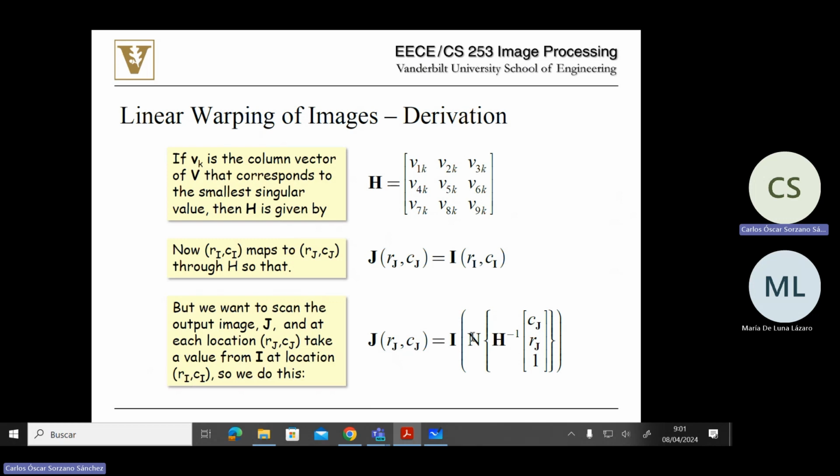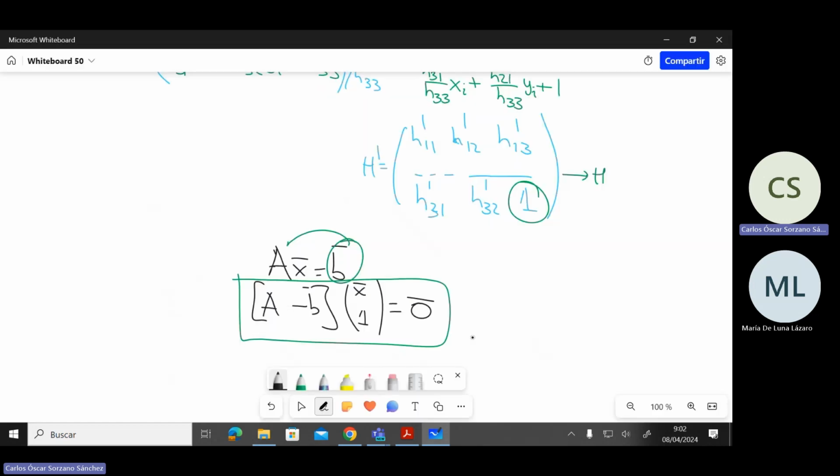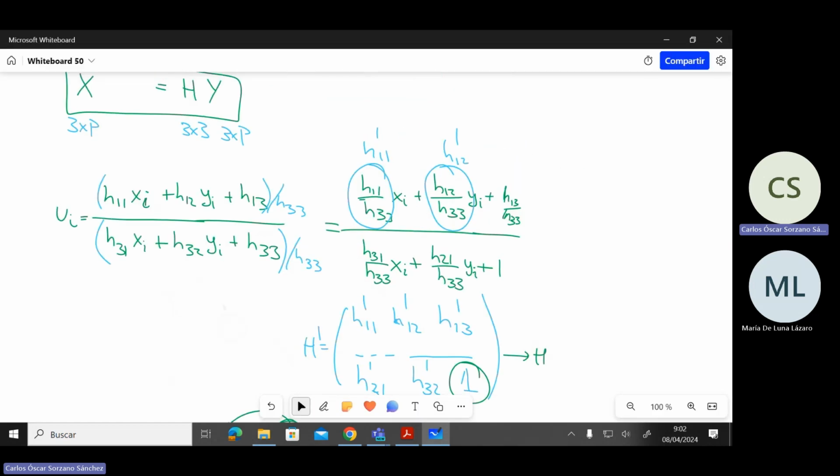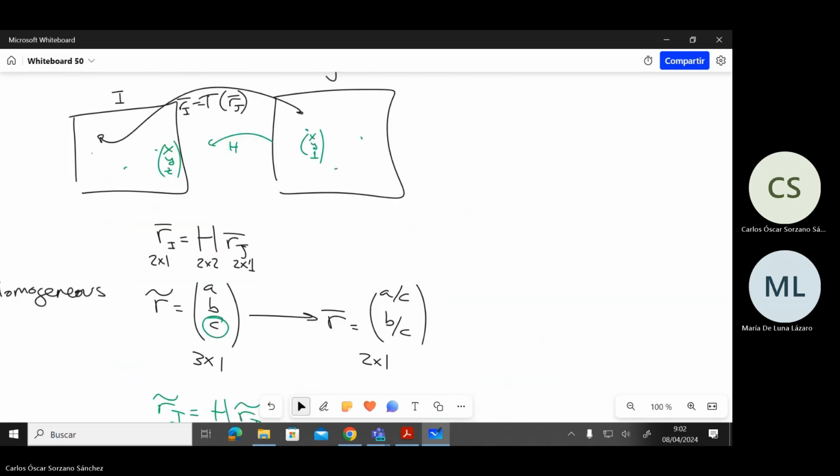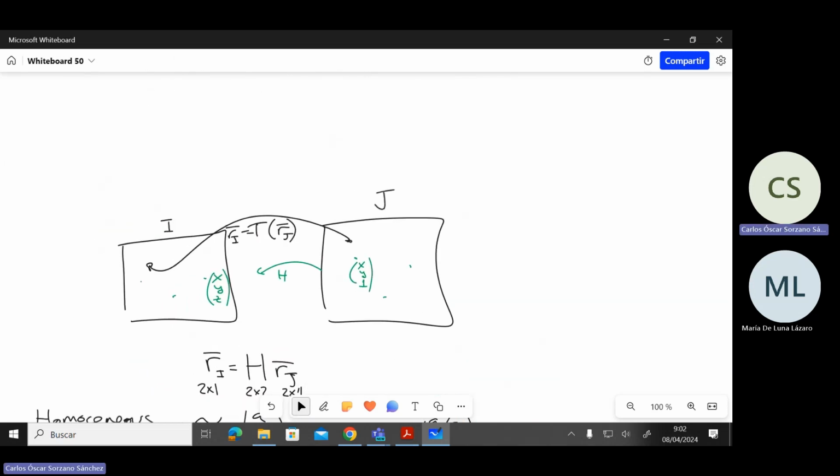Okay. So the difference between H and H minus 1 is in which direction you're going. Either H goes from here to there, or you go in the reverse way, with H minus 1. So it doesn't matter in which way you define it.